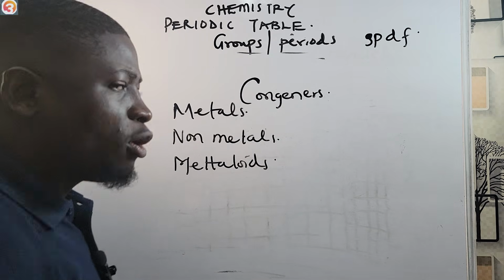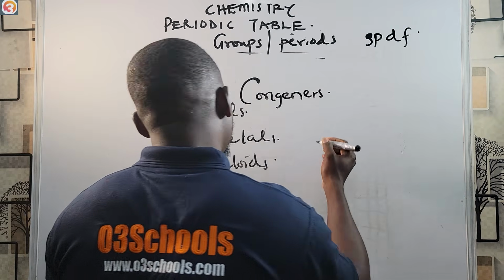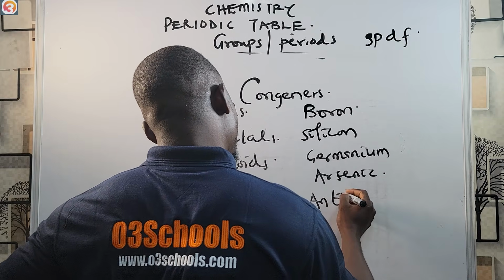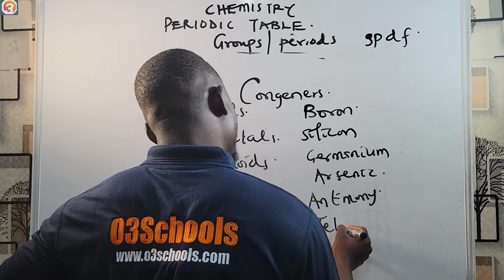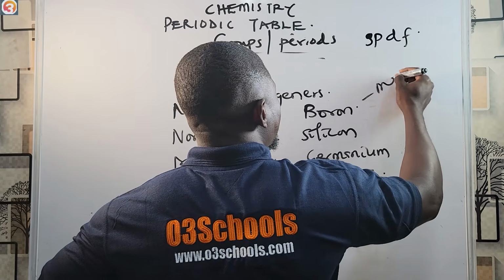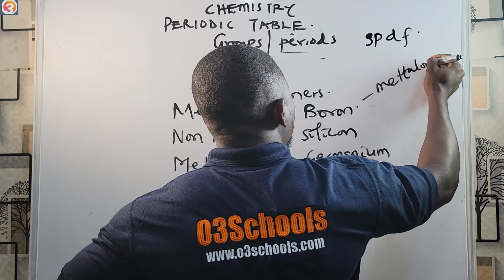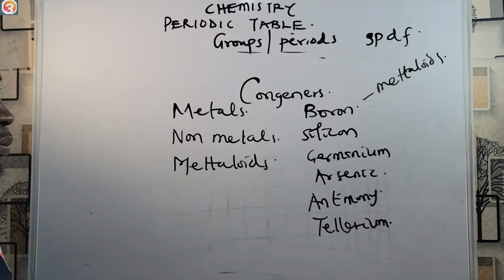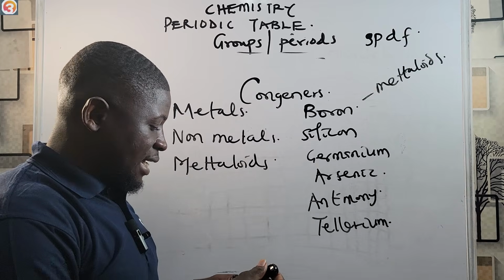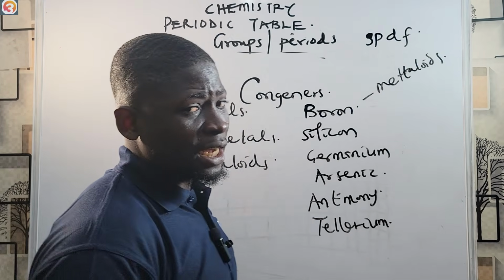Now, some commonly recognized metalloids include boron, silicon, germanium, arsenic, antimony, and tellurium. These are the most commonly recognized metalloids.